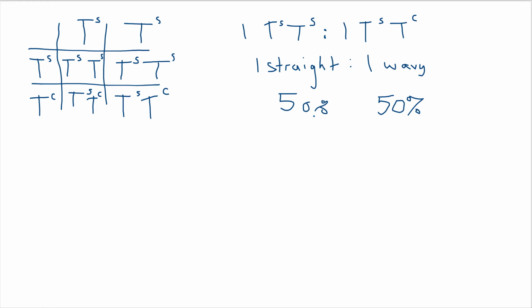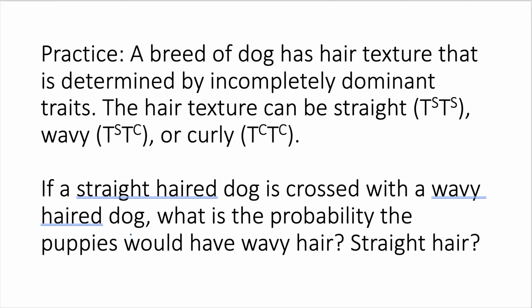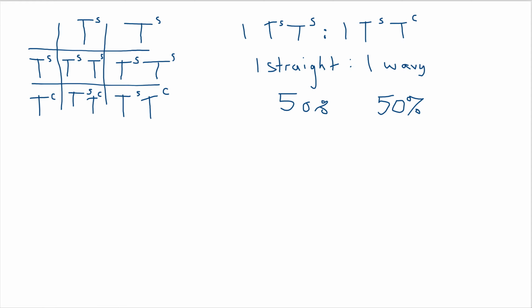So the question, always good to check the last sentence of the question. What is the probability the puppies would have wavy hair? What would be the probability of them having straight hair? So that's 50-50, a 50% probability of each. Awesome. How did you do?